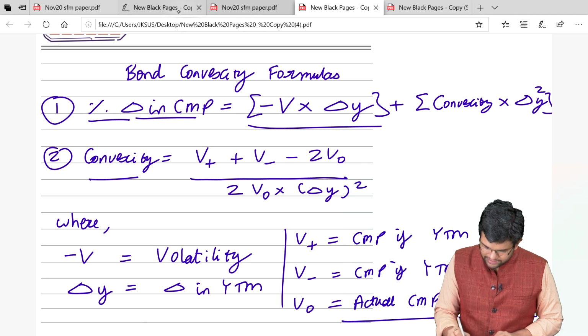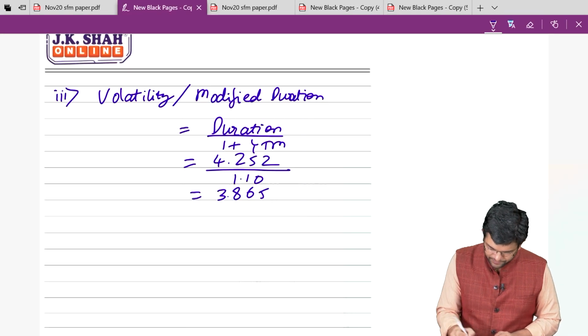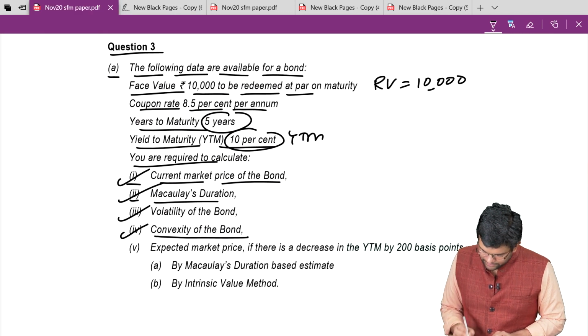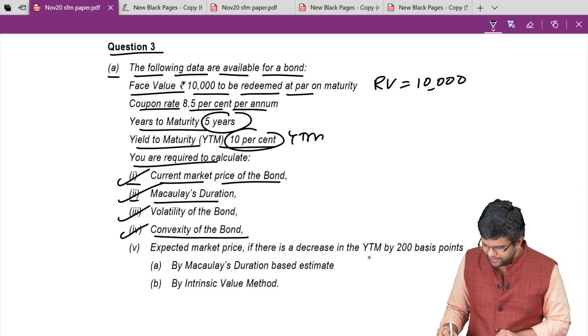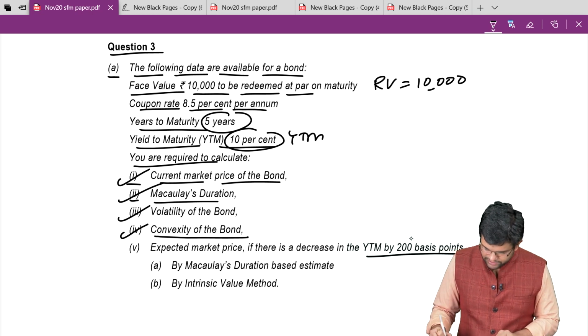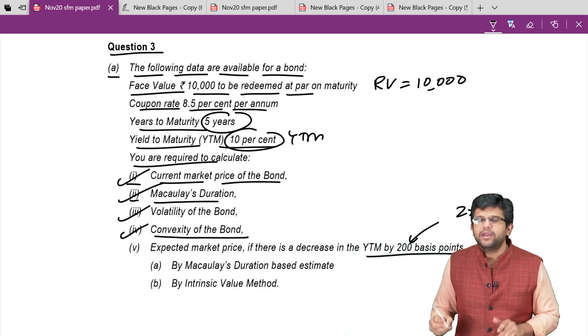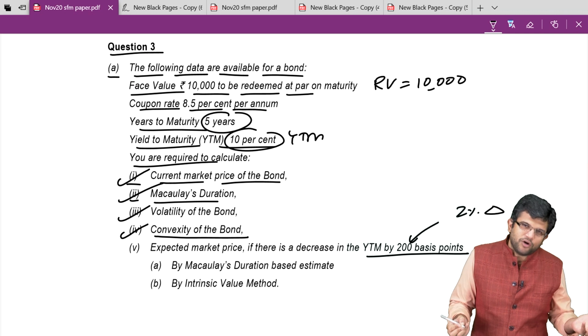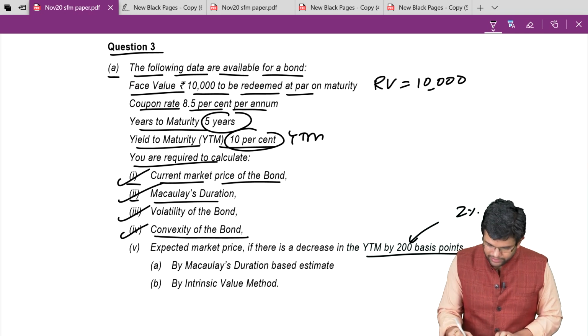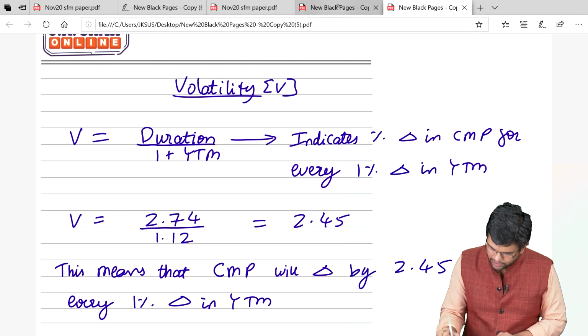Students, here please pay attention. See what they are saying: convexity of the bond, and down they are saying the YTM changes by 200 basis points. Children, 200 basis points means a 2% change in YTM. So for a 2% change in YTM, we have to calculate the convexity. Can we start?